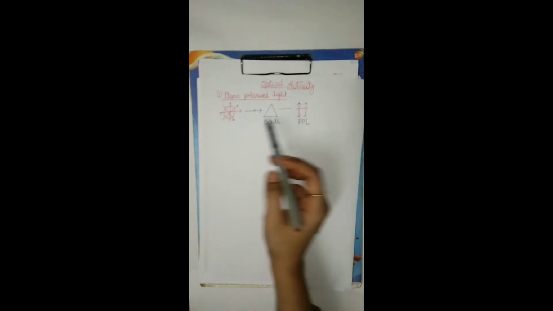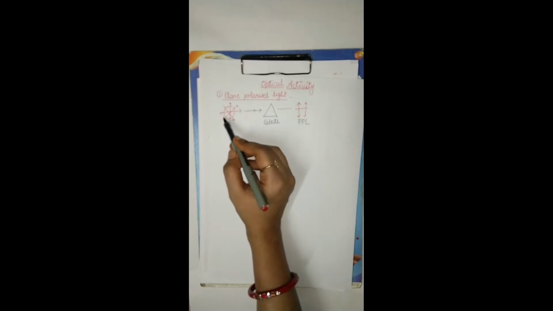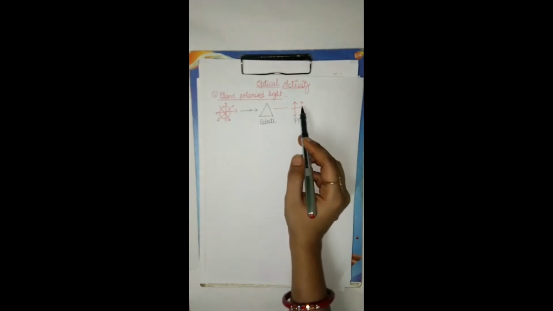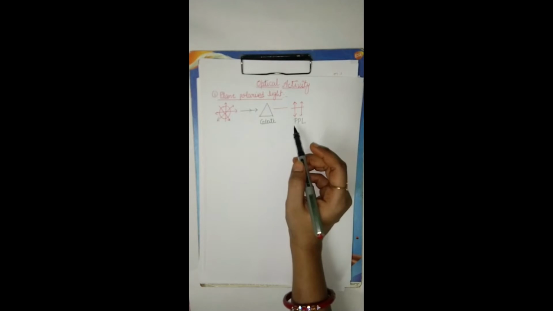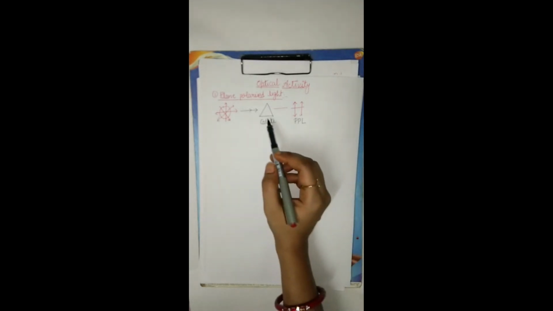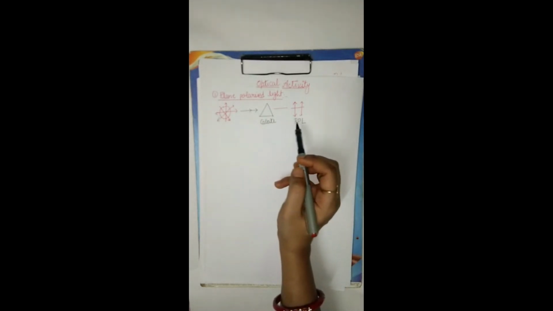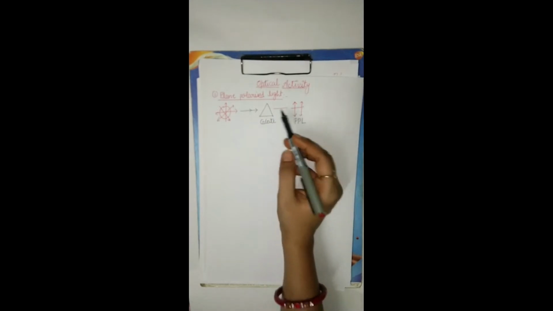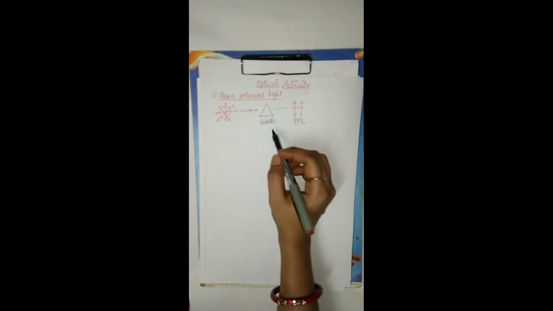Okay students, so this is the ordinary light which moves in all directions having different wavelengths. When it is passed through a Nicol prism, which is made up of calcite, then you will get light polarized in only one plane, which vibrates only in one plane. This is called plane polarized light. The Nicol prism used to obtain plane polarized light is called a polarizer.